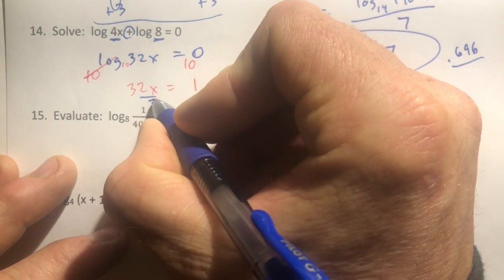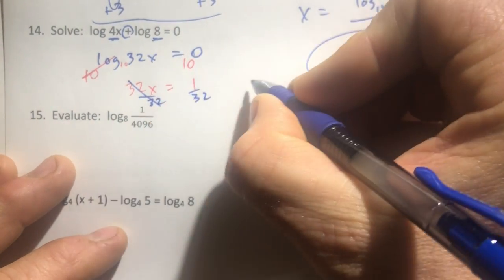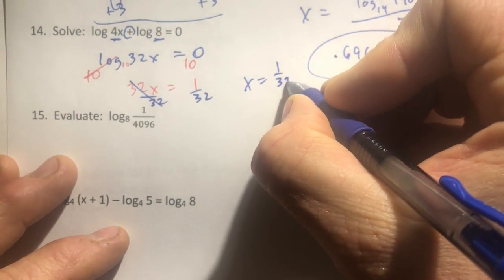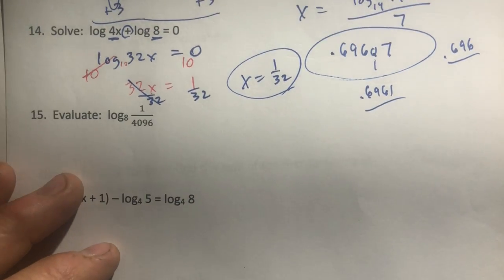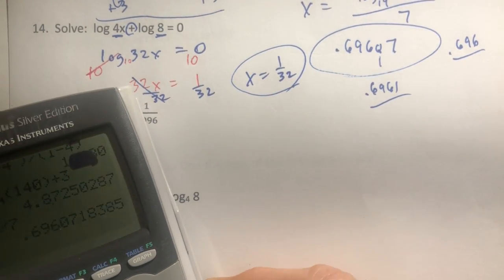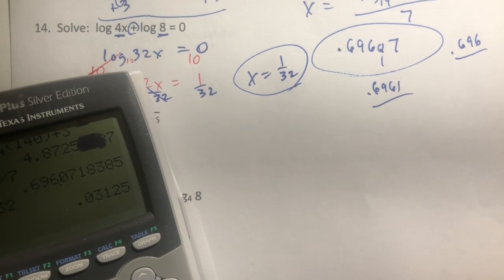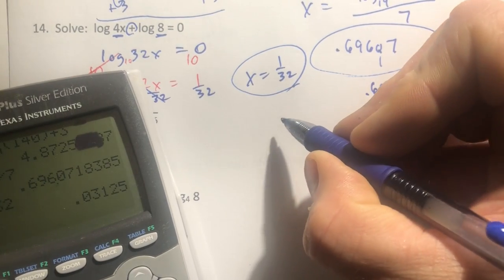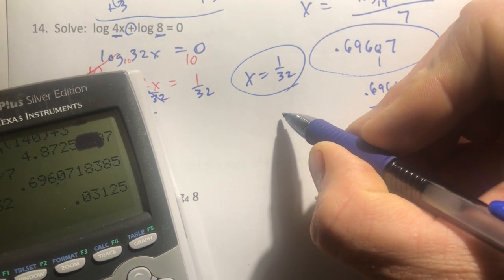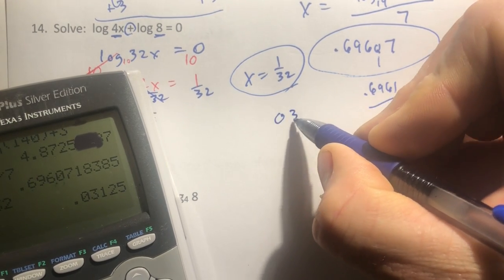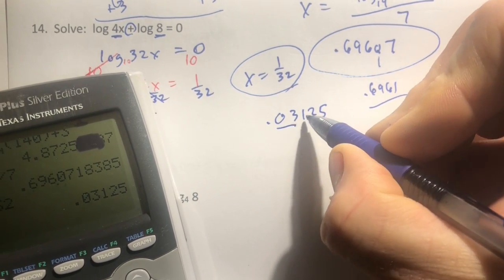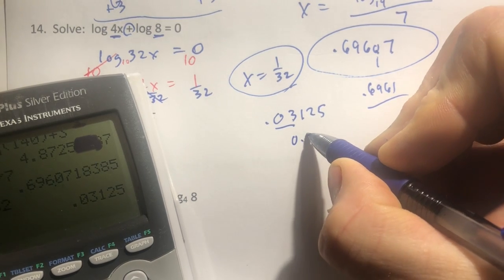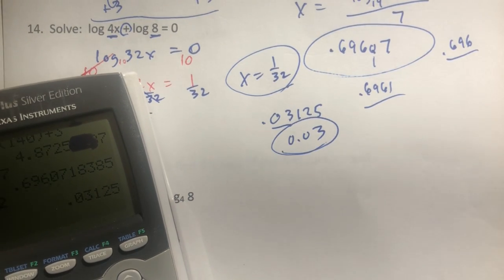And now you can just divide by 32 on both sides, and this will cancel. X equals 1 divided by 32. Which, if I do that, it comes out to 0.03125. Which, if it says round 2 places, the 1 would make the 3 stay. So that would be my answer right there.